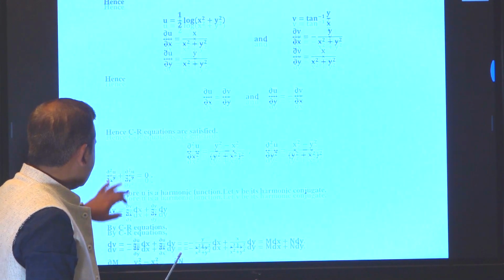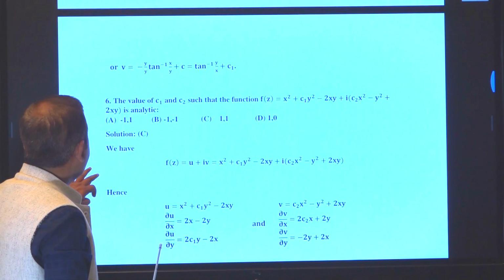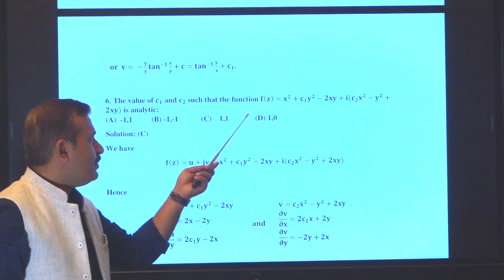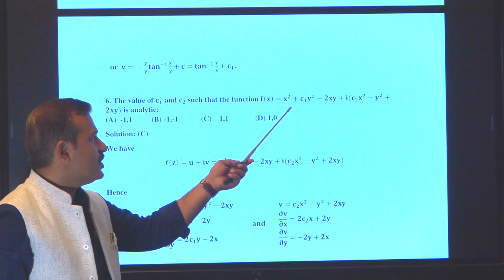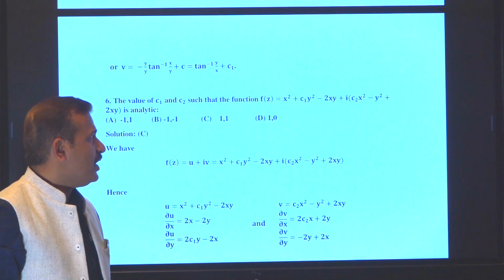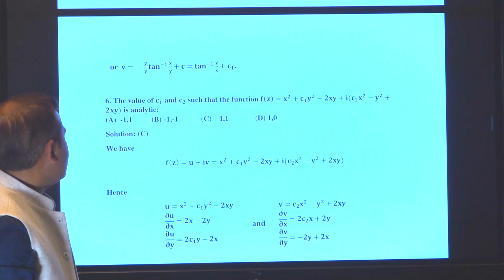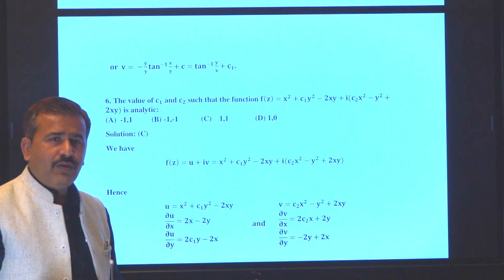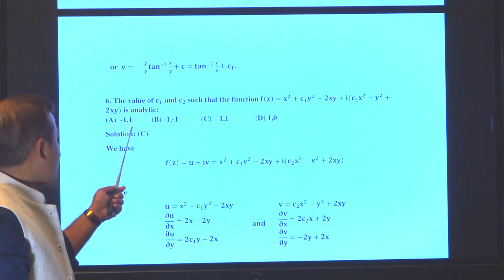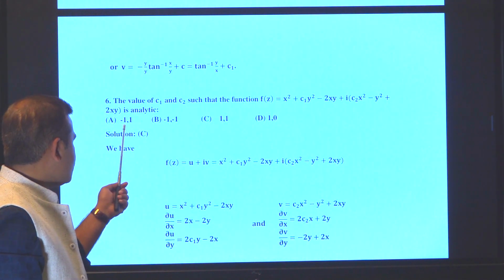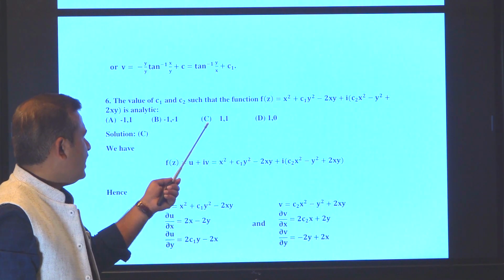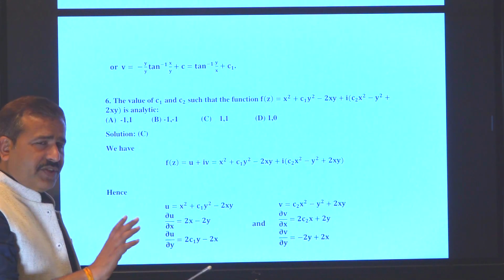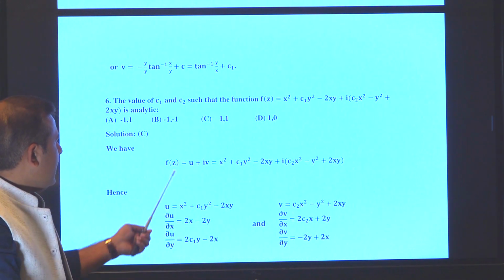Now come to another problem. Problem number 6: find the value of c1 and c2 for which the function f(z) = x² + c1 y² − 2xy + i(c2 x² − y² + 2xy) is analytic. So you will define the value of c1 and c2. Option A is −1, 1; B is −1, −1; C is 1, 1; and D is 1, 0. So friend, by the same way, here f(z) is given.